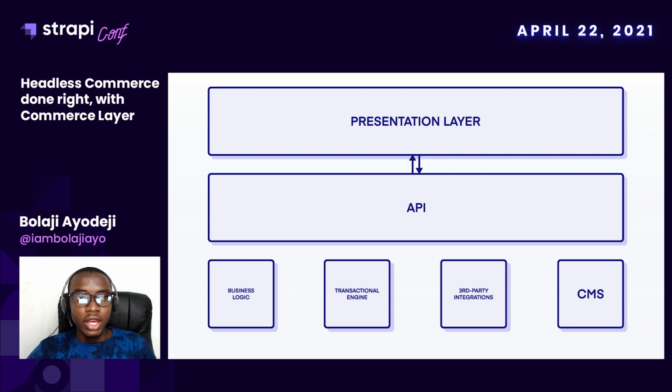So this is what a headless architecture looks like. First thing to note is that there is no presentation layer when it comes to headless commerce. The presentation layer is independent. It's like a different entity on its own, and all you have is just APIs. So you can see the business logic, the transactional engine, third-party integrations, and your content management system all working independently and communicating via APIs. And you use the same APIs to connect with your presentation layer on any channel. This can be on a website, on mobile apps, or any other device. This is how much flexibility headless commerce provides your business.